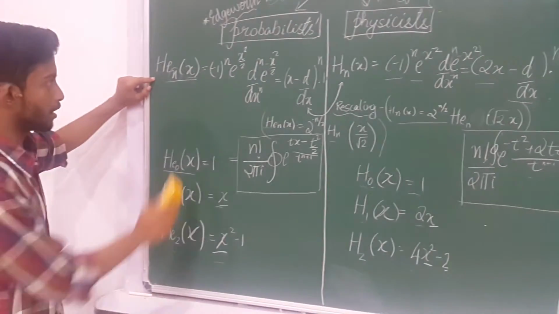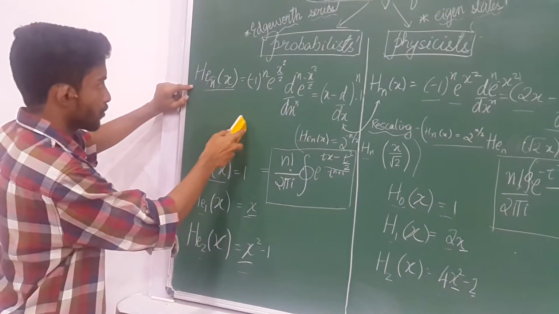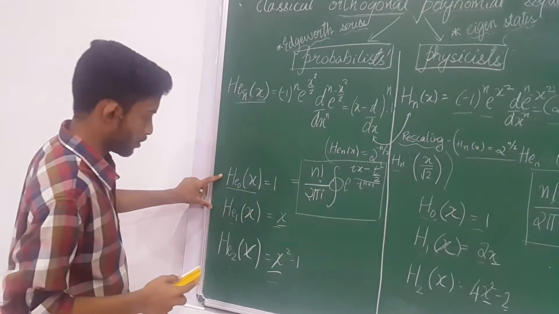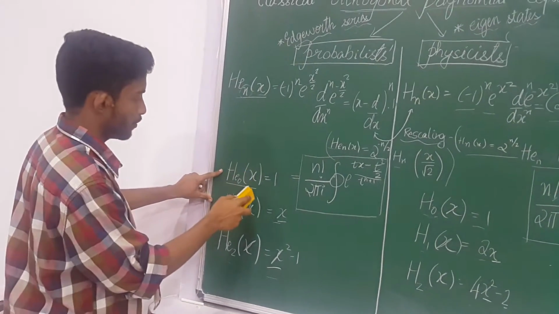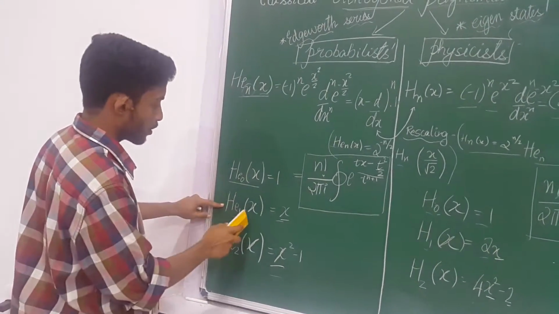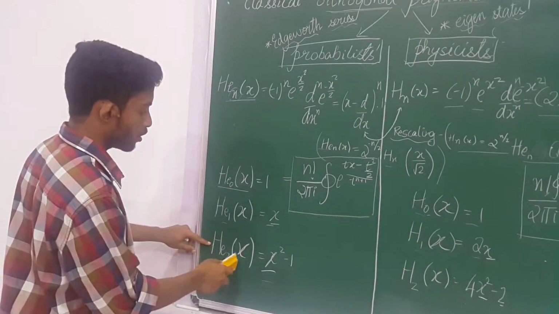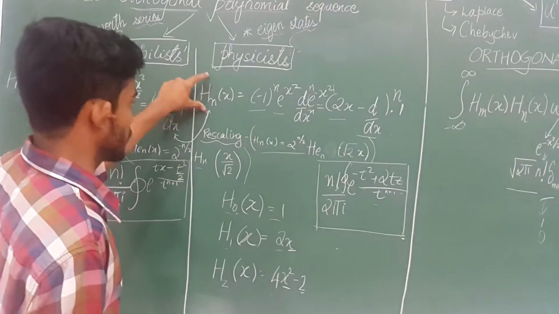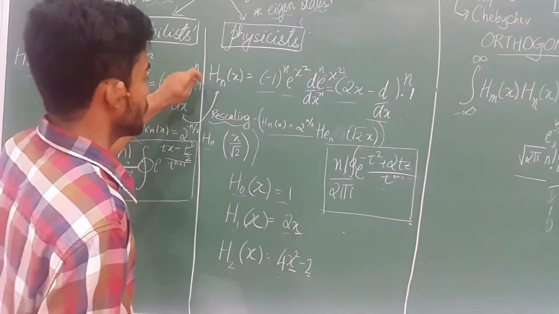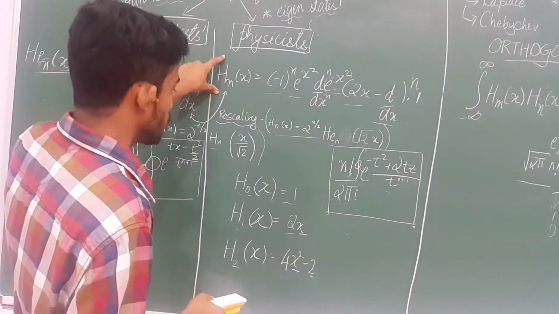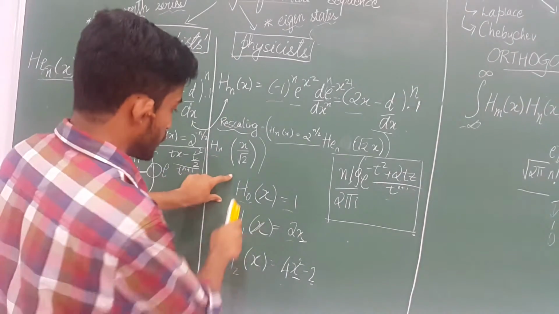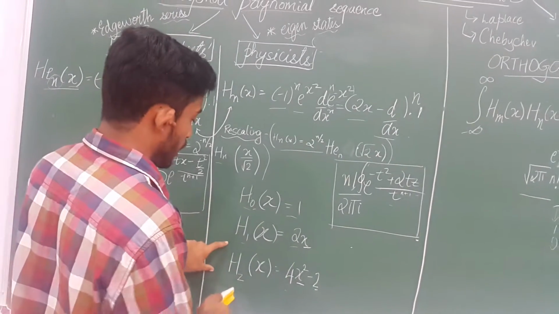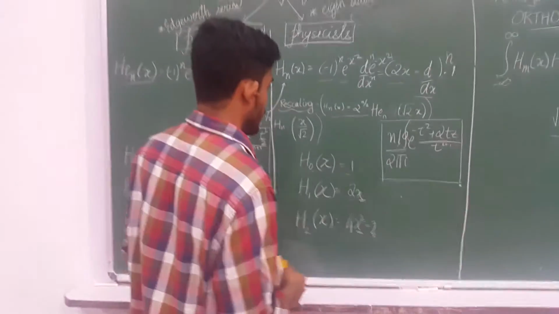On solving this equation of probabilistic Hermite polynomials with n equal to 0, n equal to 1 and n equal to 2, we get these equations: He0(x) = 1, He1(x) = x and He2(x) = x² - 1. Similarly, on solving this equation for physicist Hermite polynomials with n equal to 0, 1 and 2, we get H0(x) = 1, H1(x) = 2x and H2(x) = 4x² - 2.